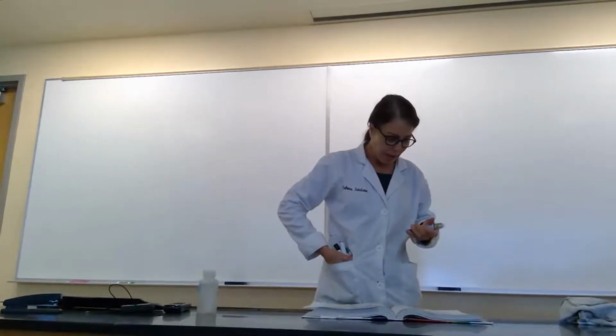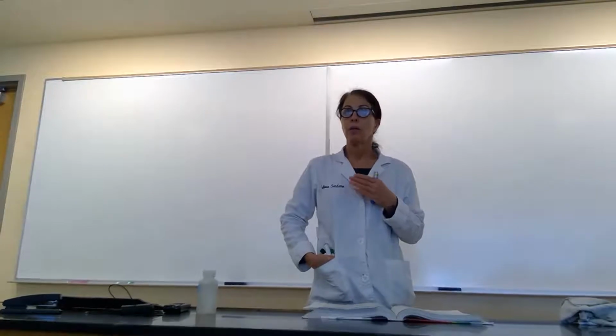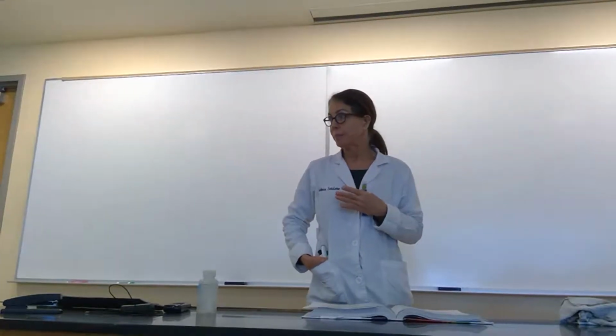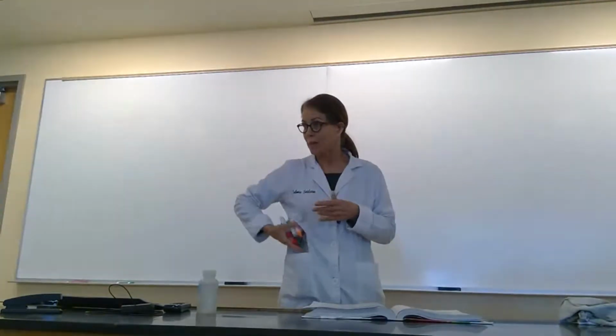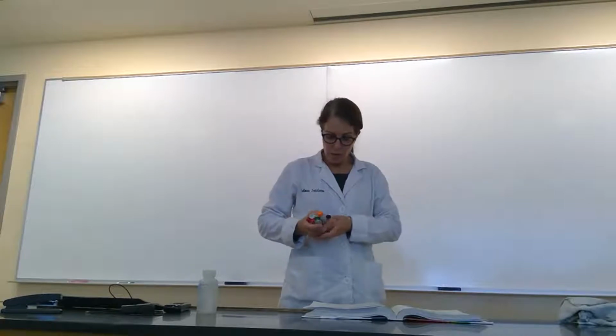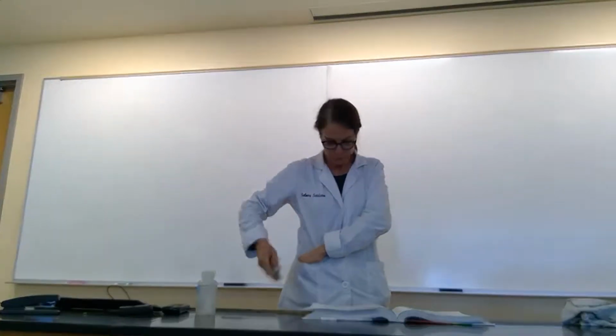Okay, so the first one is they want the product of each of the following. Here, I'm going to go a step further and show the mechanism. This way we do two for the price of one, just do two things at once. So what is the product for this?